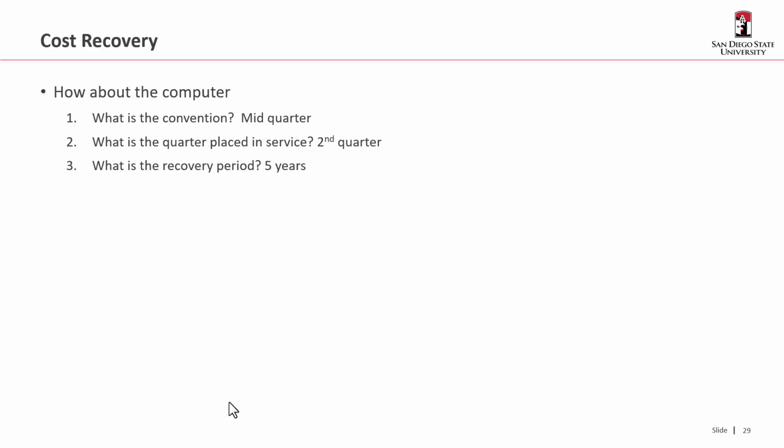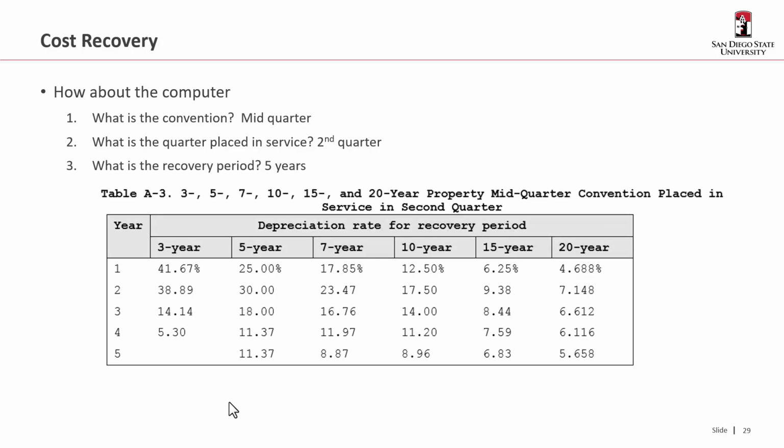So how about the computer? Well, we placed the computer in service in the second quarter. It's also 5-year property. So we would now find the mid-quarter convention table for the second quarter. This is the second quarter table. 5-year, first year, the depreciation factor is 25%. So we multiply the cost of the computer, 3,000, times 25%. We get $750 worth of depreciation in 2022.